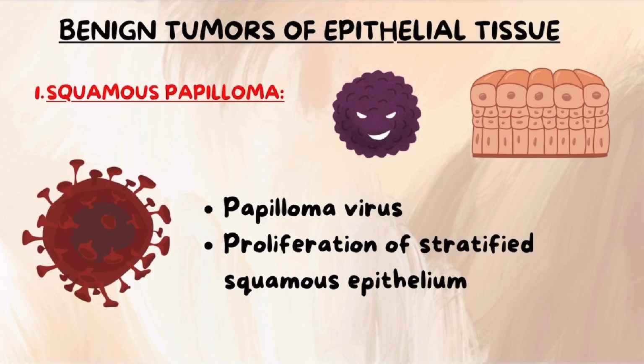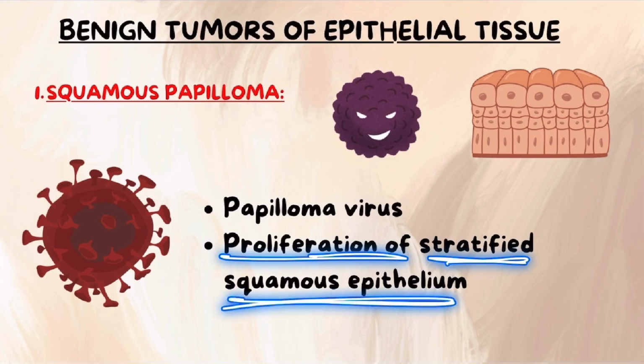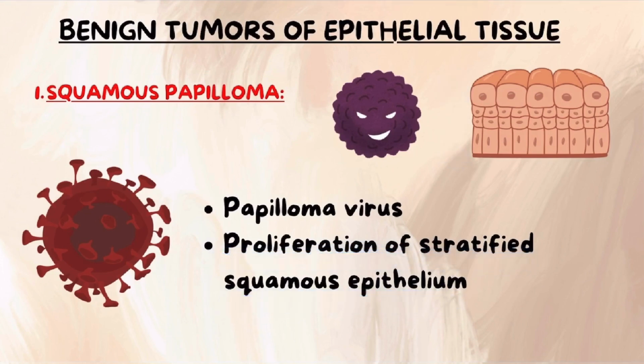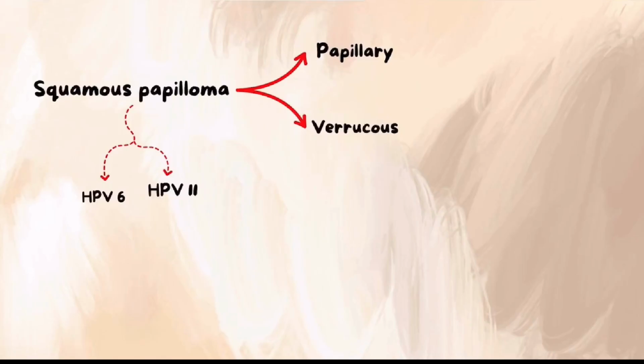Next, let us look into the squamous papilloma. Oral squamous papilloma is a benign tumor of the epithelial tissue, and it is considered to be associated with the human papillomavirus. So this condition involves the proliferation of the stratified squamous epithelium. So this is the stratified squamous epithelium. In squamous papilloma, you see the proliferation of the stratified squamous epithelium.